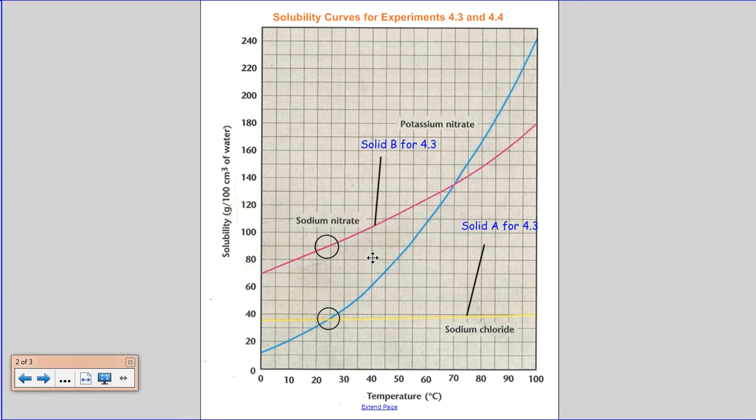So you can compare the means or medians or however else you analyze your data for experiment 4.3. You can compare those with the values obtained from reading this graph, the magenta line and the yellow line.